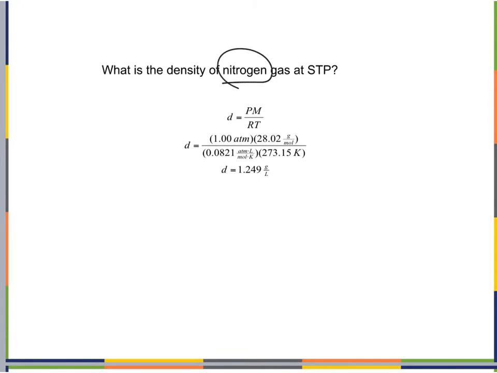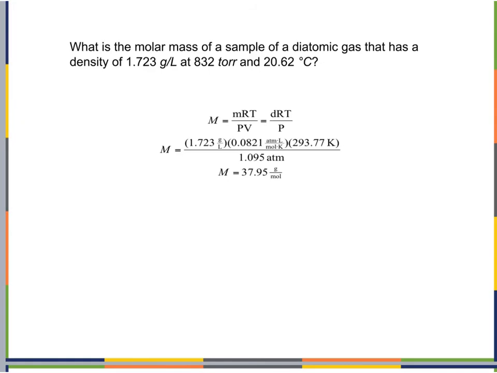Here's nitrogen gas at standard temperature and pressure. Here's the molar mass of nitrogen. Here's the molar mass in the term. Here's everything else, all these other values at standard temperature and pressure, and there you get the density. Again, we'll come back and look at these problems a little bit more in our Zoom session. So for the molar mass of a sample, we can go from conditions and find molar mass, if we know the other components of that sample.